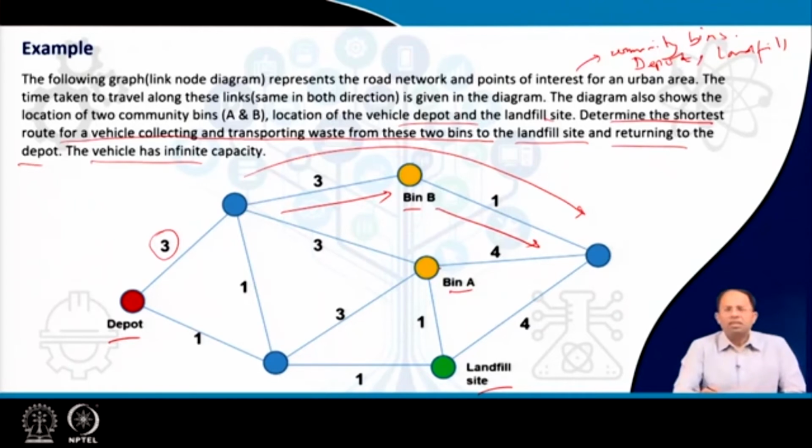So that means we would not be able to say that the vehicle will get filled once it collects from bin A or bin B. So that is being ignored. So what does it mean? That means from the depot.